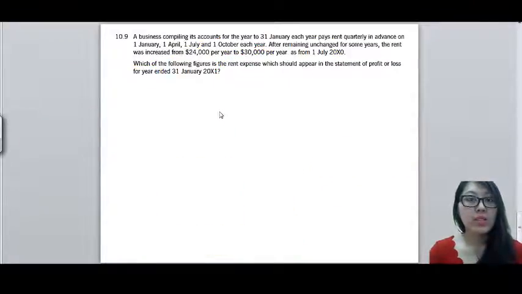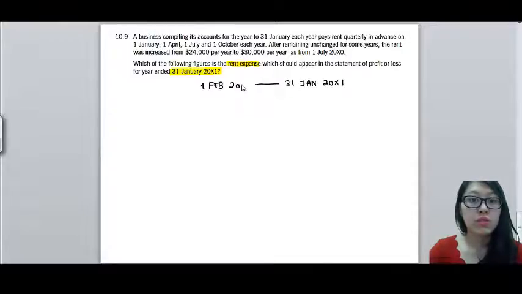Okay, here's the next question. Again, let's start from the requirement. Which of the following figures is the rent expense, which should appear in the statement of profit or loss for the year ended 31st January 2001? Okay, so again I repeat, let's start from the financial year first. So the year end is 31st January. We take the next day, so 1st February, but the last year, so year 2000.